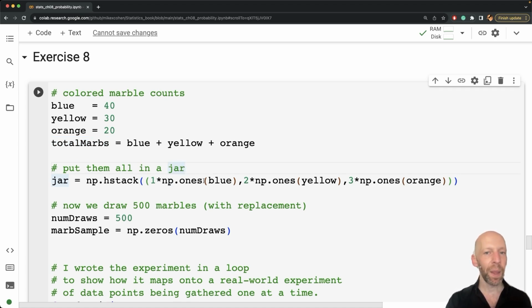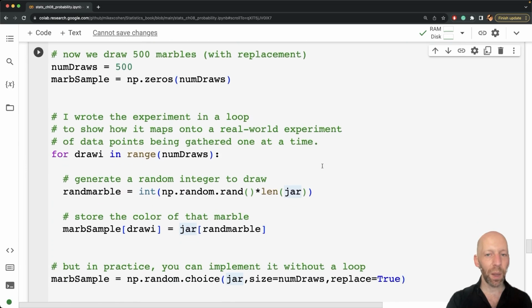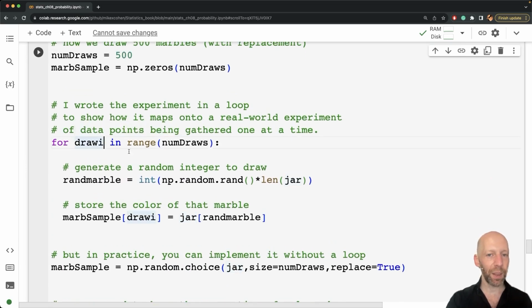So this is going to give me 40 ones, and then 32s and 23s. Okay, now here's how I modeled this experiment. So we have 500 draws, 500 repetitions. And then what I do is pick a random integer corresponding to the length of the jar. So I implemented this by generating a uniform random number between 0 and 1 and scaling that up to 90, the total number of elements in the jar, and then basically rounding it by converting it into int.